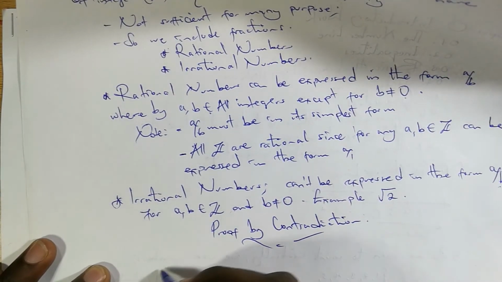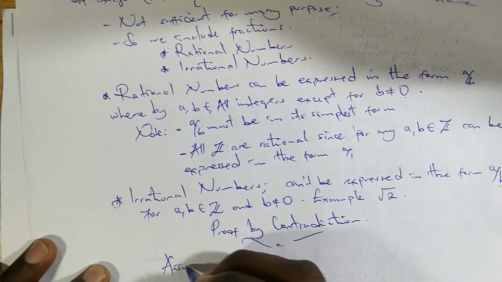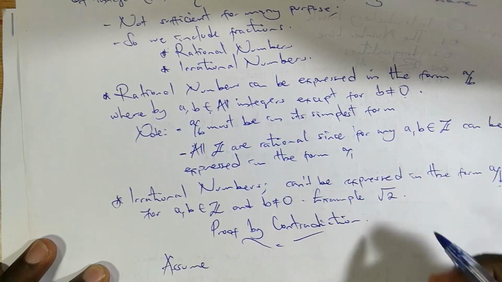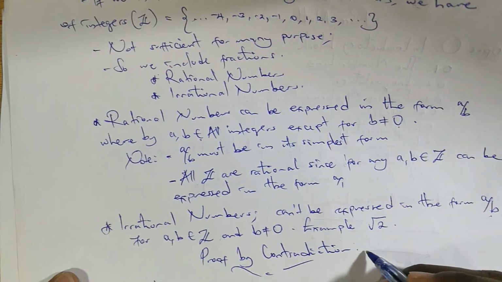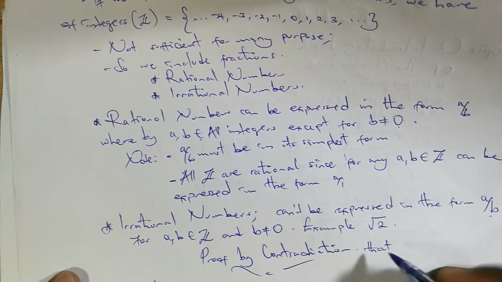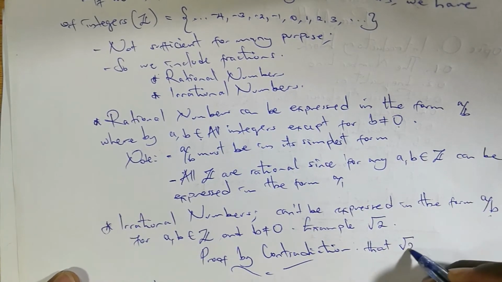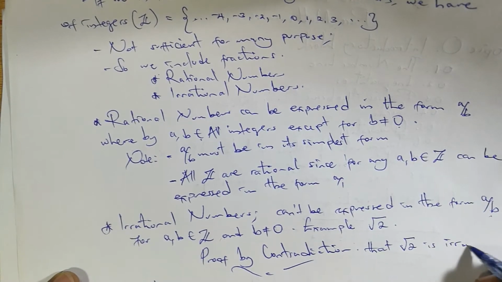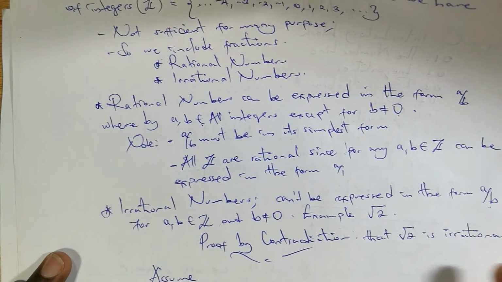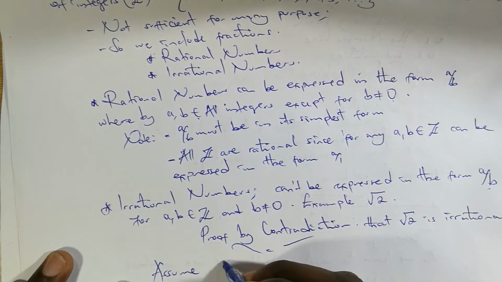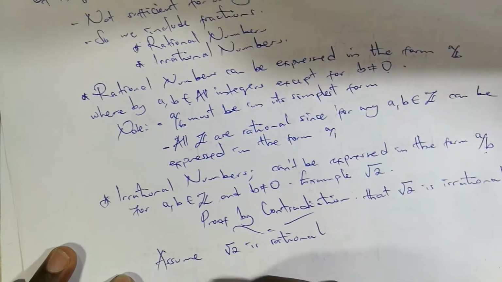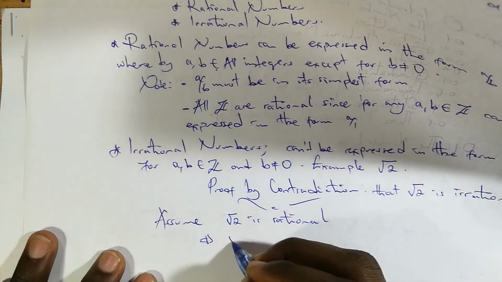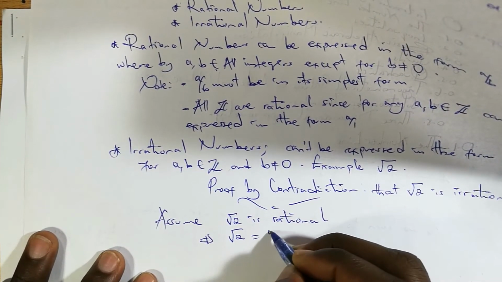So that means, I told you, by contradiction we first assume that what we intend to prove, that root 2 is irrational, is not true. So we first assume that root 2 is not irrational. That means we assume root 2 is rational, which implies root 2 can be expressed in the form a over b.